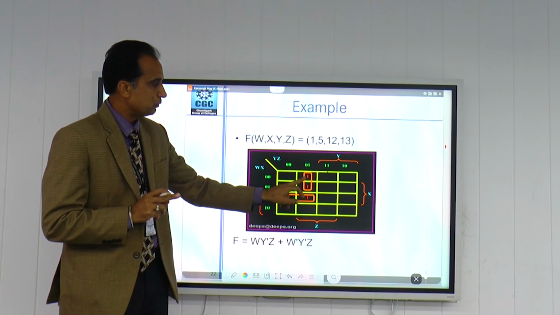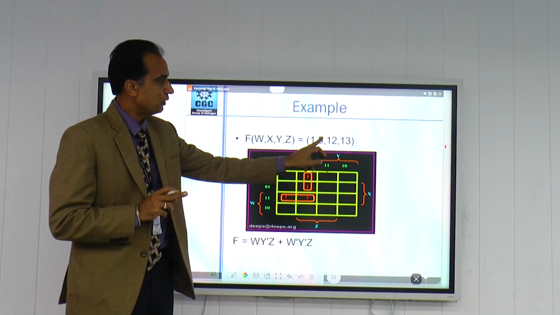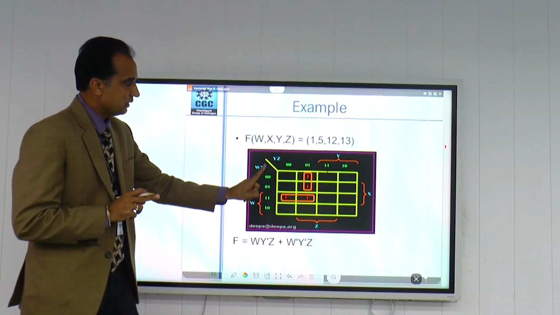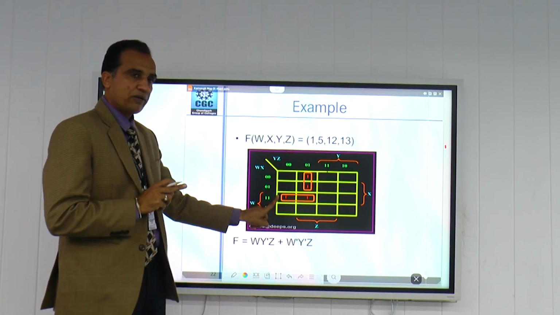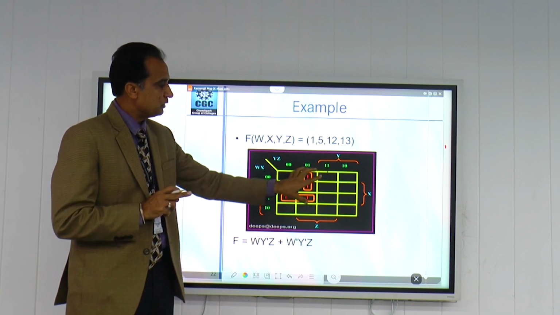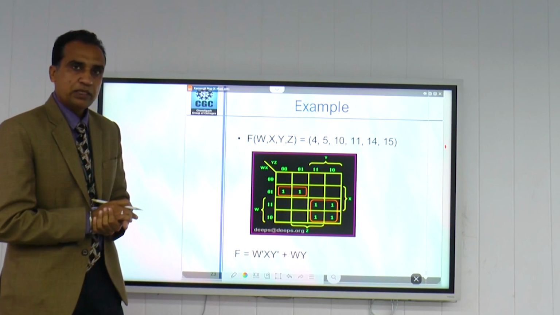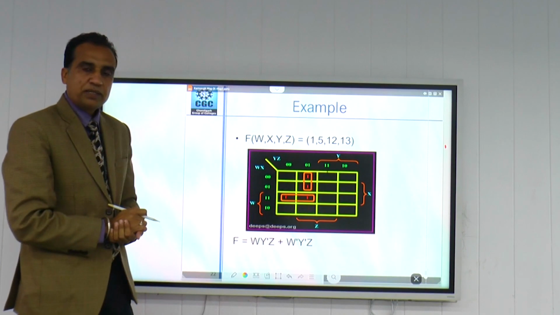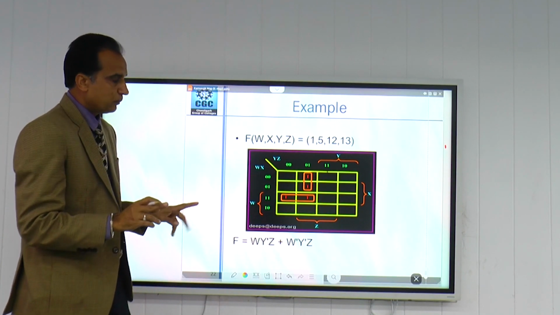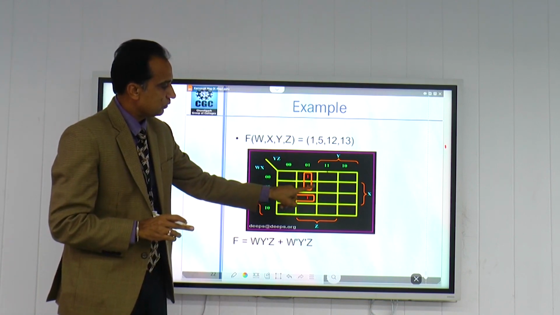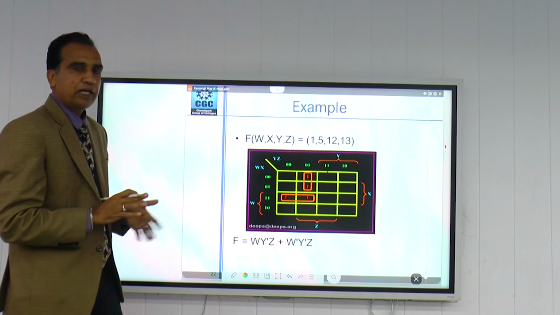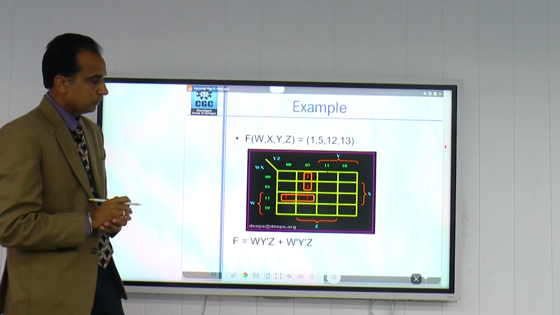We put 1 into the M1 position, then we put 1 at the M5 position, then 1 into the M12 position and the M13 position. This means 4 ones are filled into the K-map. Next part is the grouping. 2 groups are possible: one is a vertical group and the second one is a horizontal group of these 2 ones. Then we have to write the answer according to these 2 groups.